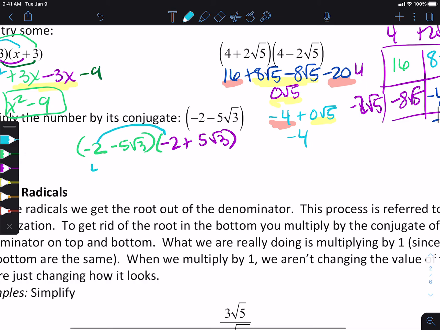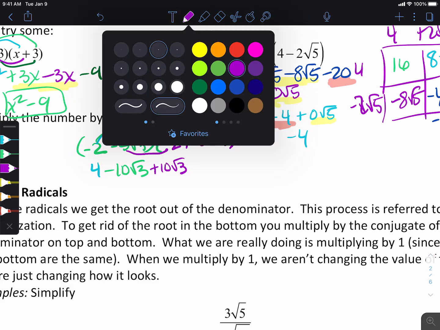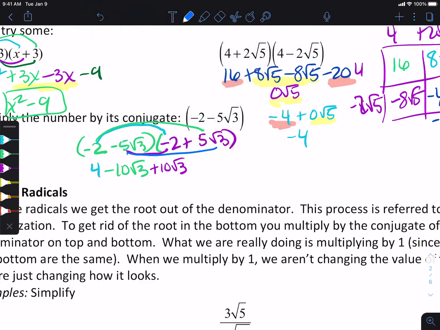So negative 2 times negative 2 is positive 4. If we do negative 2 times 2 root, or okay, let's try again. Negative 2 times 5 root 3, we do negative 2 times 5 is negative 10, then the root 3. Negative 5 root 3 times negative 2 is positive 10 root 3. And then we do the negative 5 root 3 times the 5 root 3. So that gives us negative 25, and then root 3 times root 3 is just 3. So then we're really doing the negative 25 times 3, which is negative 75.